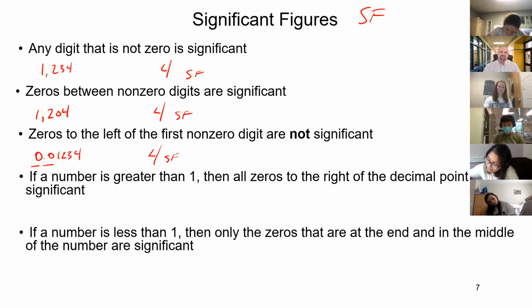Once we get to dealing with decimals, it gets a little bit trickier. If a number is greater than 1, all the zeros to the right of the decimal point are significant. Okay? So let's say I have 60.0. How many sig figs there?